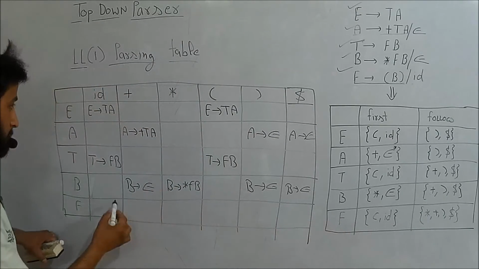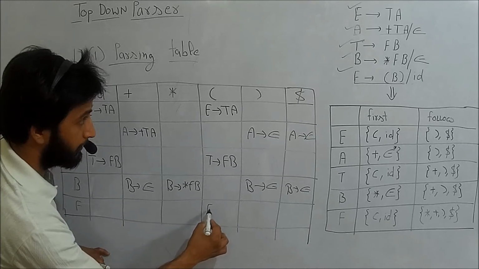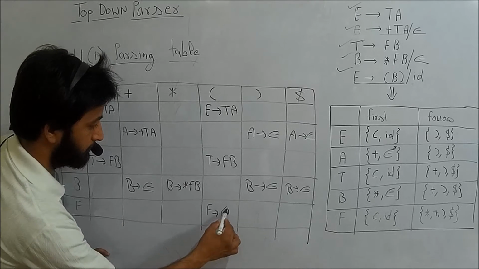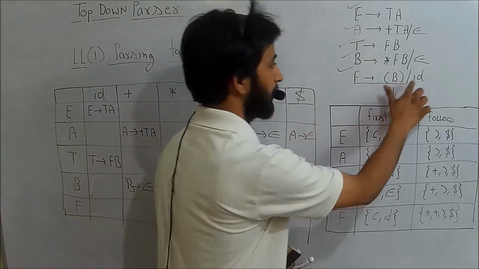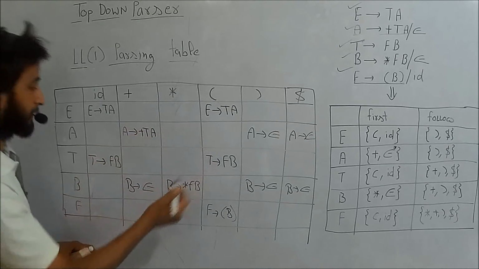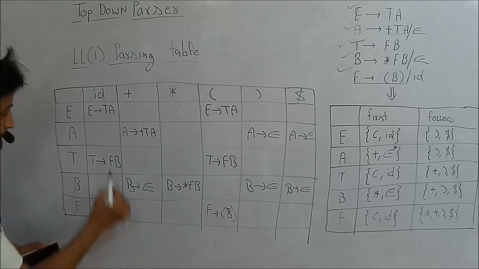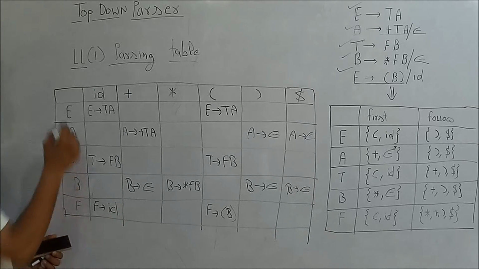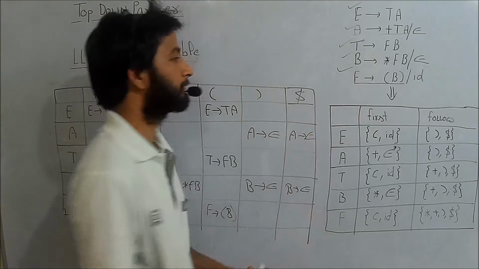Okay, so starting brace means I have to put F derives here, and the next production is F derives ID. In this, the first of F derives ID is ID, so I have to put F derives ID here. Okay, so this is the LL1 parsing table for the given grammar.